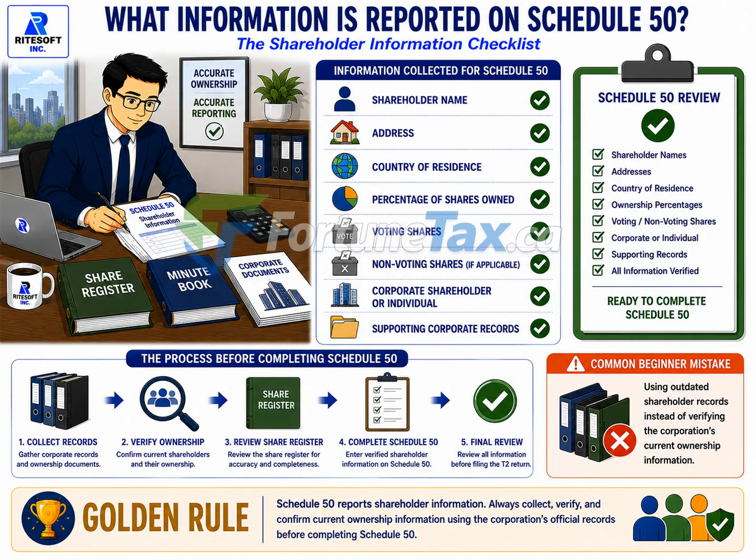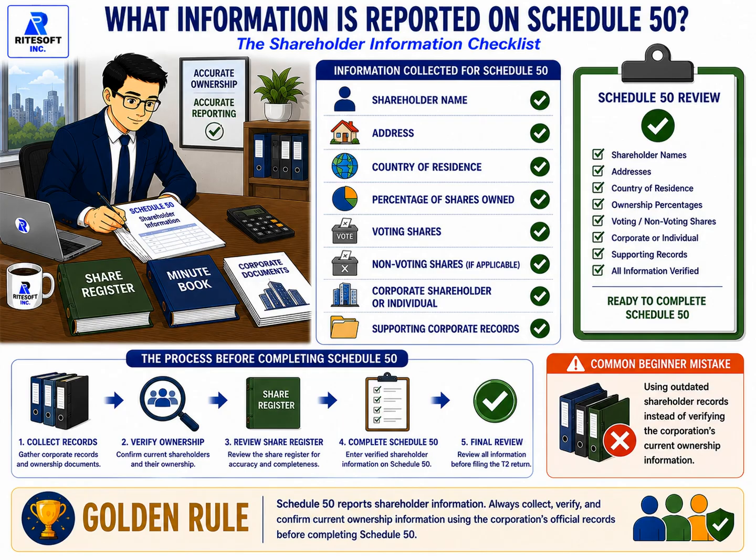Another key piece of information is the percentage of shares owned. This shows each shareholder's ownership interest in the corporation. For example, one shareholder may own 40% of the shares, another 35%, and another 25%. Together, these ownership percentages explain how the corporation is owned.